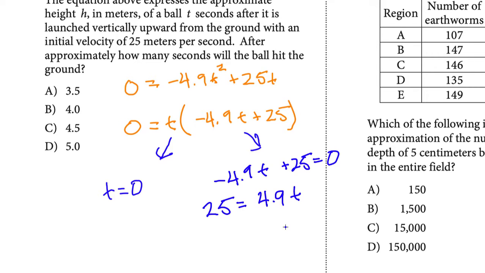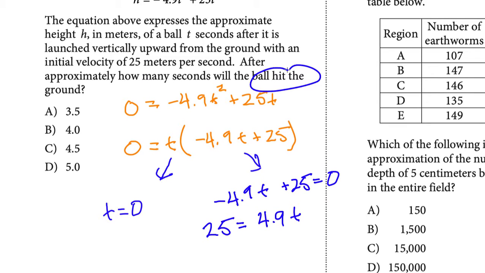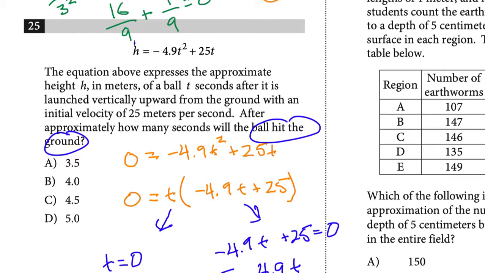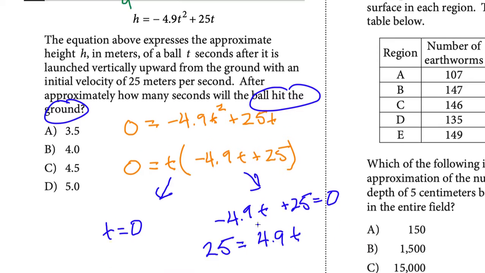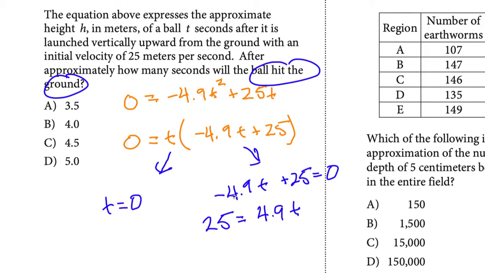I'm going to pause because I was going fast. I'm going to review what we did. We first noticed that it said ball hit the ground. I interpret that as a height of 0. I'm plugging in 0 for h because a height of 0. Once I plug in 0, I needed to factor out the t, and then I'm using the zero product property to solve. Zero product property says that negative 4.9t plus 25 is equal to 0. Then I'm solving for t.